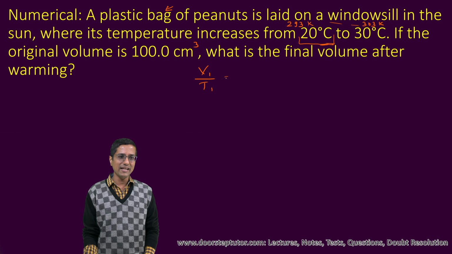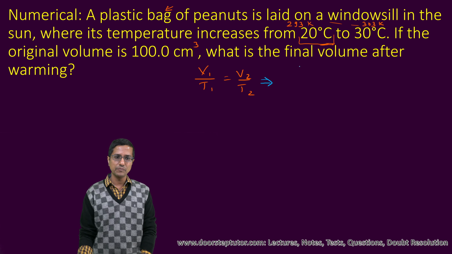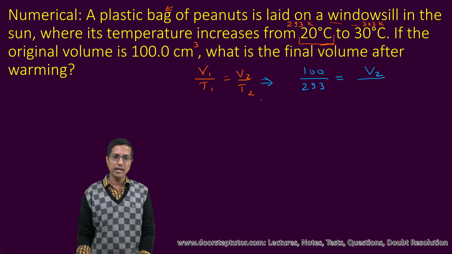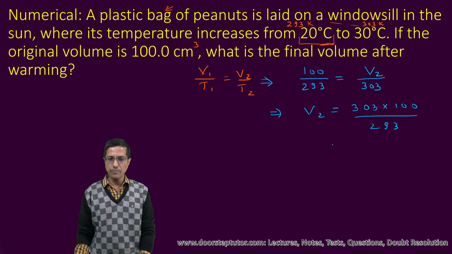V1 by T1 is equal to V2 by T2. So that is the original law. We'll directly use that. That implies that our V1, the volume 1, is 100 and our T1 is 293. That is equal to V2, which we don't know and have to find out, and T2 we know is 303. So if I solve this further, V2 is 303 into 100 divided by 293. If you compute this, it comes out to be around 103.4 centimeter cube.